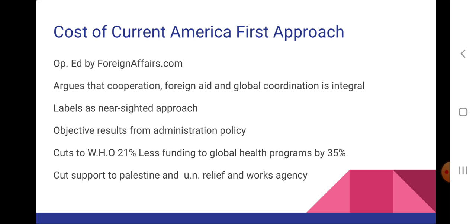So, the cost of an American first approach. There's an opinion piece on foreignaffairs.com, and it argues that cooperation, foreign aid, and global coordination are integral. It labels the administration right now as a nearsighted approach. There's a compelling argument as to why the cooperation of foreign aid and global coordination is integral for a long-term solution. And the objective results that are happening right now from this administration are cuts to the World Health Organization by 21%. So we're not funding these humanitarian causes like we did before. We're also funding global health programs 35% less because of the American First ideology that's going on. And among other things, we cut support to Palestine and UN relief and works agencies.